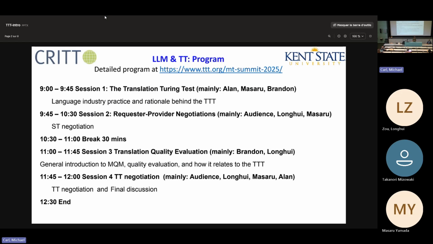In the first session, Alan Melby will mainly talk about what the translation Turing test is about. He will talk about the MQM and some other issues that are in that environment. And then also Masaru will talk about his ChatGPT agent, and Brandon about the setup of an experiment that we did.